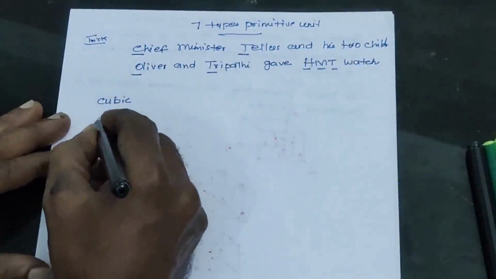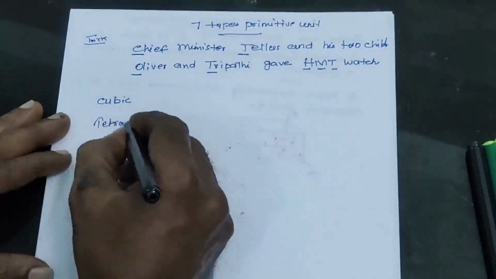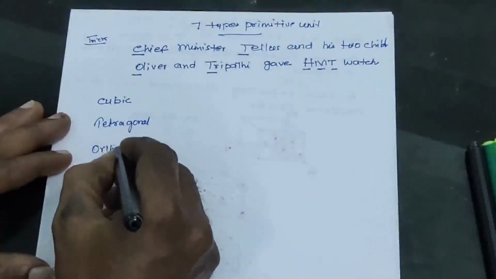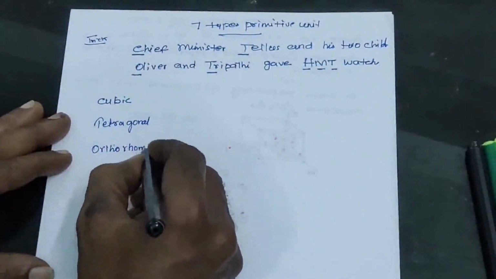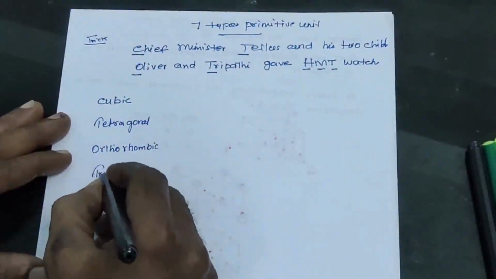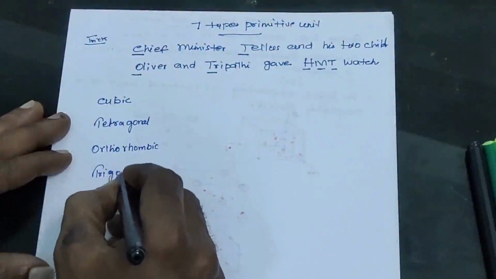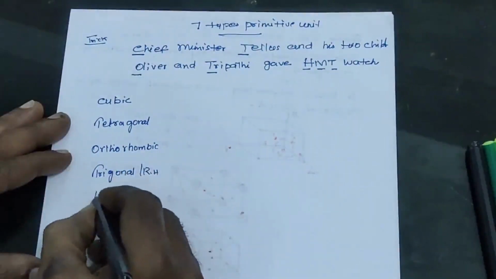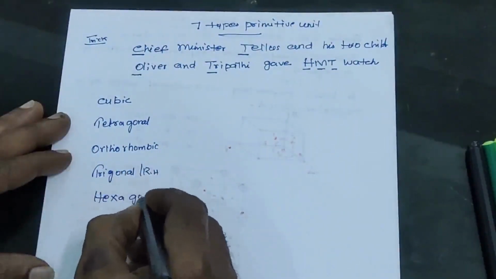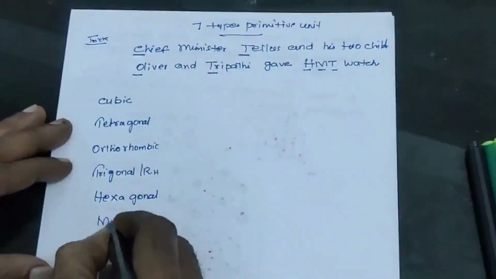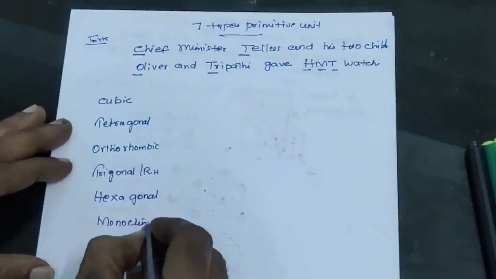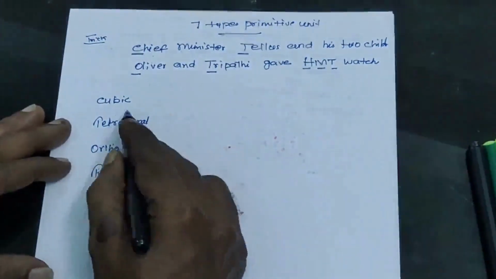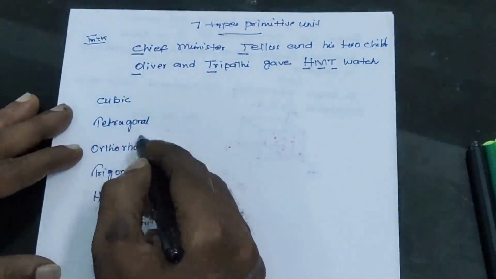C is cubic, T is tetragonal, O is orthorhombic, then trigonal or rhombohedral, then hexagonal, monoclinic, triclinic. What are they? Cubic, tetragonal, orthorhombic, trigonal, hexagonal, monoclinic, triclinic.